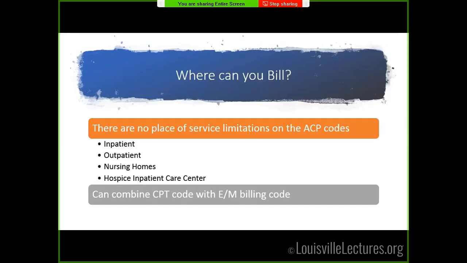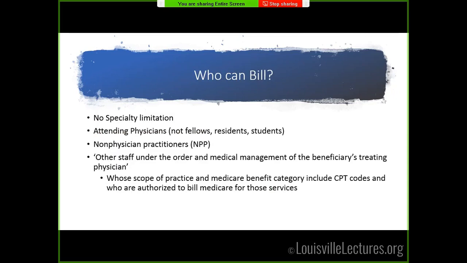So where can you bill for advanced care planning? Well, the answer really is everywhere. From your clinic to the bedside here at the hospital, if you're making a nursing home visit, if you're doing a home visit with the patient, any of those locations. There's no location restriction on where you can bill for that. And again, it can be combined with your regular E&M code. So the visit that you're doing here in the hospital, again, that E&M service, you can combine advanced care planning codes with that.